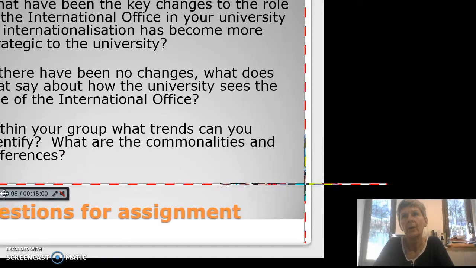And so here are the questions for the assignment on this first part. I would like you to reflect on what the key changes have been in the role of the International Office at your university as internationalisation has become more strategic. And if you cannot see any changes, what does that then say about how the university sees the role of the International Office? And since this is a group exercise, I would ask you to identify the trends that you can see across the group. What are the commonalities and what are the differences? And can you explain these in any way?